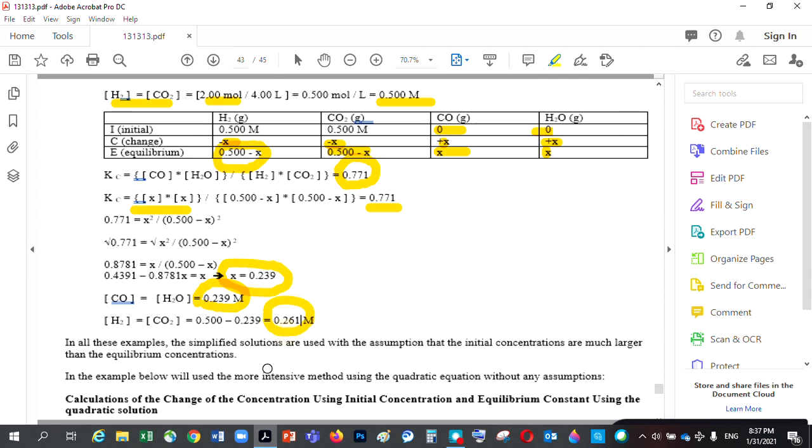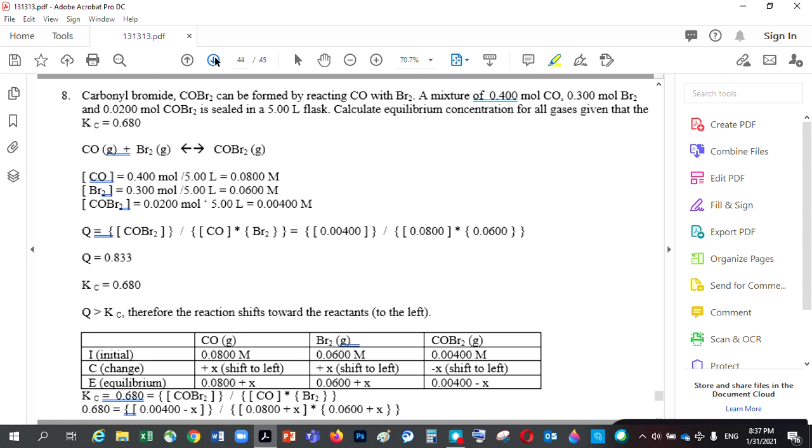Now, the last example here, we'll be looking at getting our x, but using the quadratic equation. That would be interesting to look at. We kept it until the last because it's very hard during the exam to use the quadratic equation. It will eat up the student's time. So we use the assumption type of calculation all the time rather than the quadratic.